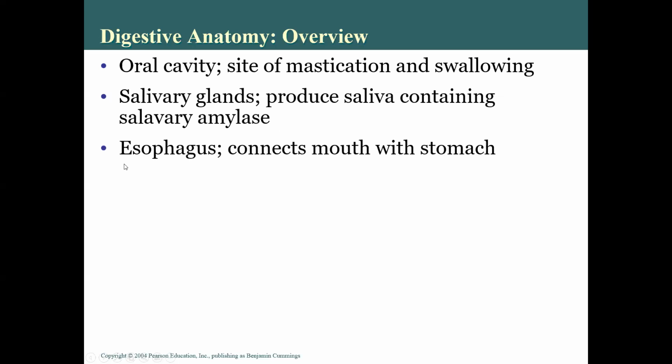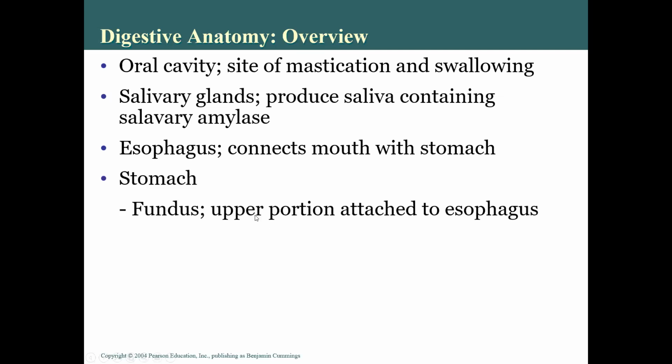All right, the next stage is the esophagus. It connects the mouth to the stomach. Really, the whole point is it takes food from your mouth through your thoracic cavity, past your heart and lungs, to your stomach, which is below that. The stomach: the fundus, I talked about, the upper portion is attached to the esophagus. The body is the main or middle portion.